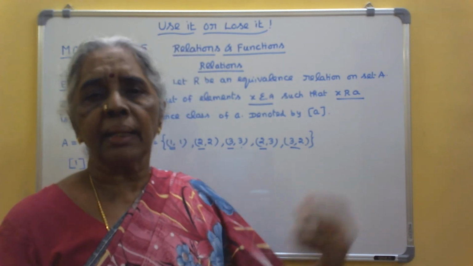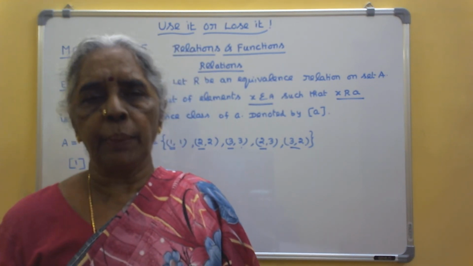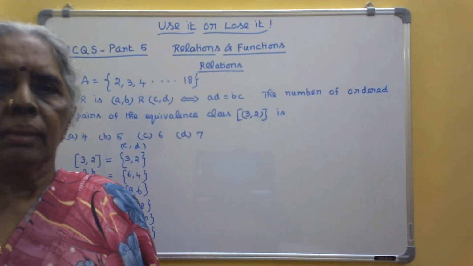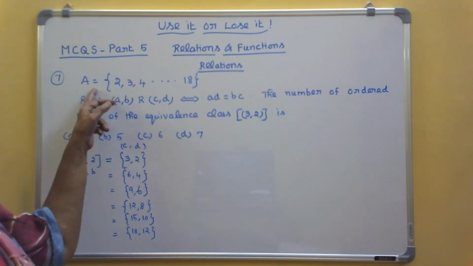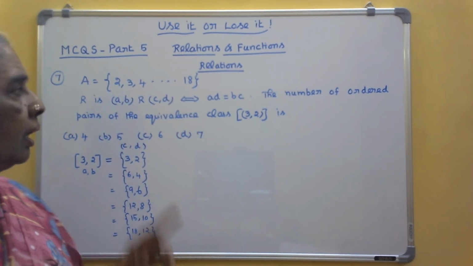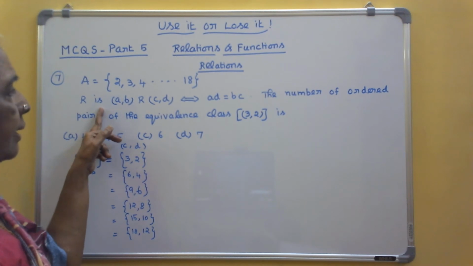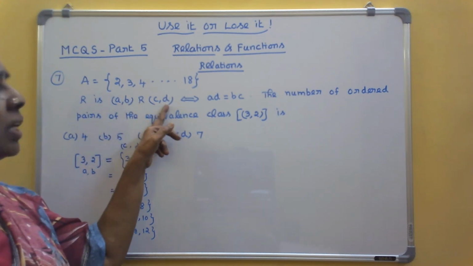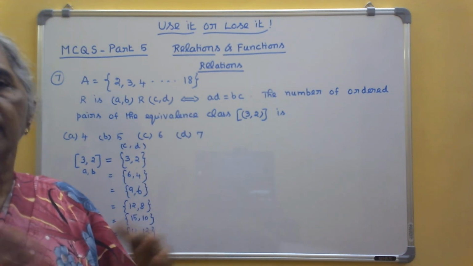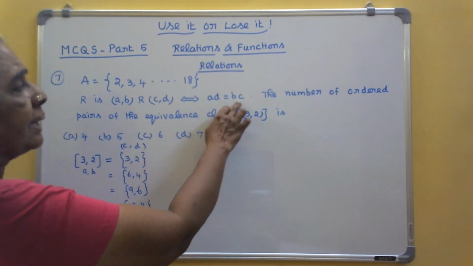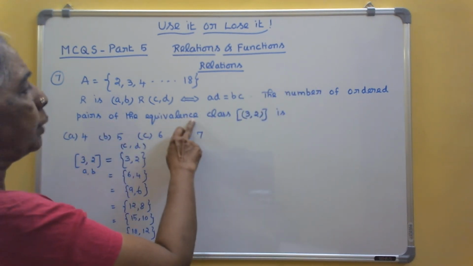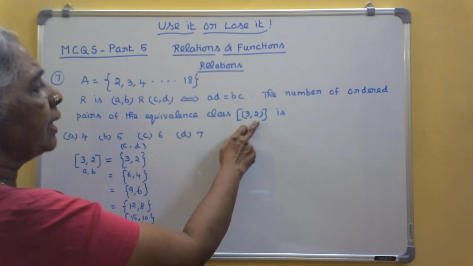This is for a single element. Like this, we can do it for an ordered pair. Now we will see one sum. Now see this sum. A is equal to {2, 3, 4, and so on up to 18}. The relation is (a, b) related to (c, d) if and only if ad is equal to bc. This is the relation. The number of ordered pairs in the equivalence class of (3, 2) is.